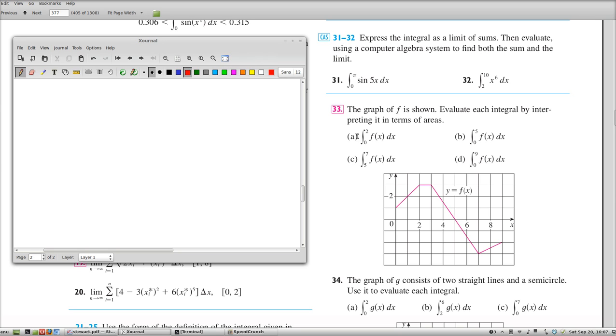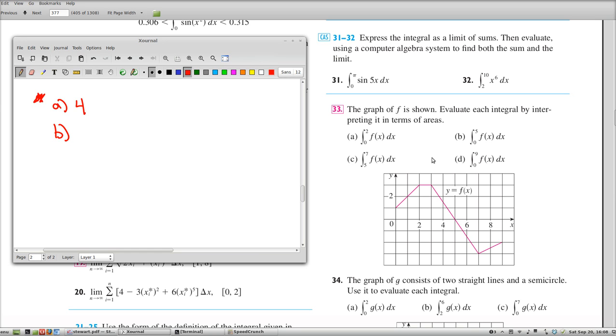So let's answer question A here. It's asking about the area under this curve that they've given you here between 0 and 2. So it's just counting squares. You can see that I have 3 full squares here, and then half a square and half a square. That makes a total of 4 squares. So the answer to A is 4, and that's because each square is 1 by 1. So the answer to part A is 4.